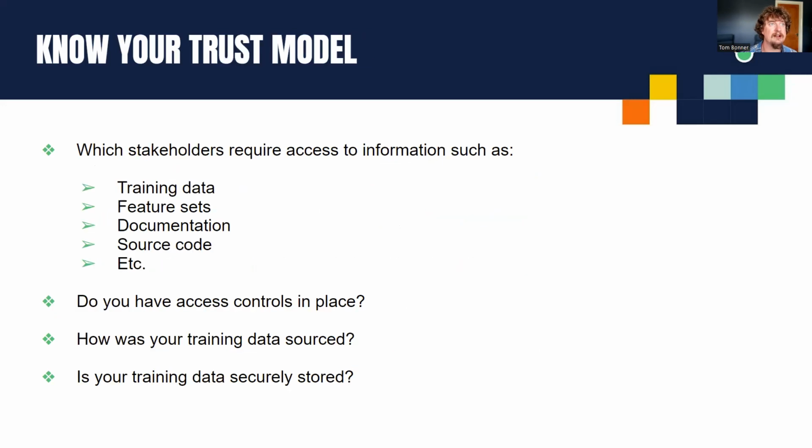But of course, it's not all down to the adversary. Sometimes the biggest threat can come from the inside, and often by sheer mistake. When it comes to your ML deployment, which stakeholders require access to information such as training sets, feature sets, documentation, and source code? Do you have role-based access controls in place? How is your training data sourced? And is your training data securely stored?